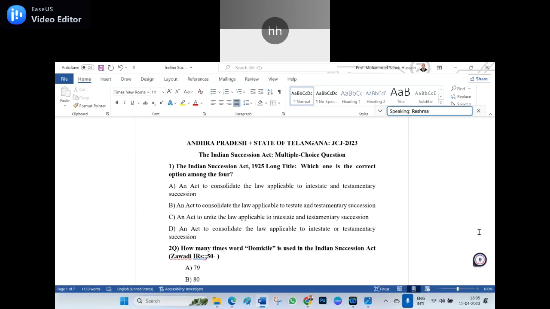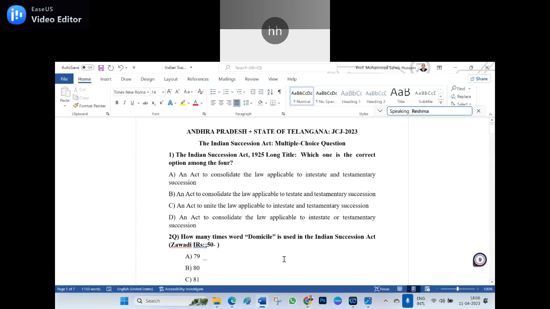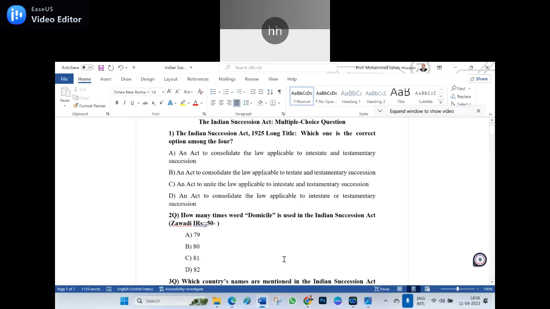Which is the right answer among A, B, C, D? A, sir. A. An act to consolidate the law applicable to intestate and testamentary succession is the right answer, because in the other options I changed things here and there. A is the right answer for the first question.